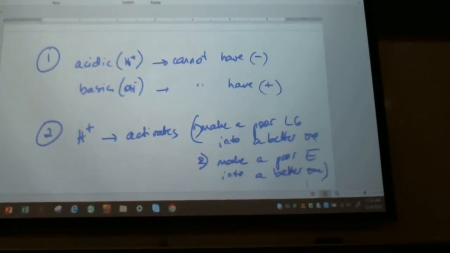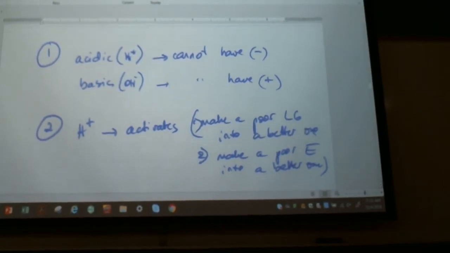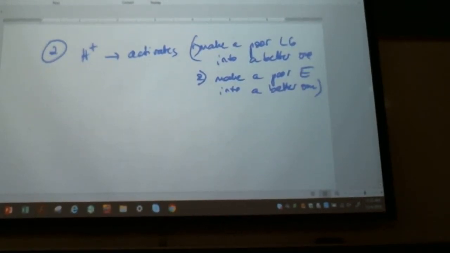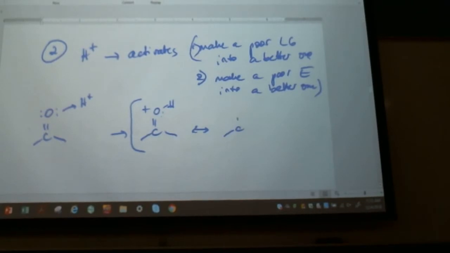Right? That is typically why you have acid. So, if you had a carbonyl, which is a decent electrophile, but if this attacks H+, now this is a much better electrophile. You could write this resonance structure and put a positive charge on the carbon. Clearly that's a better electrophile. So that would be an example of 2.